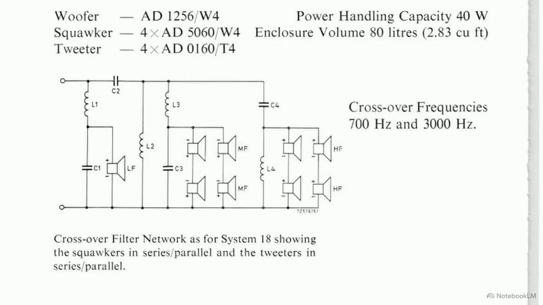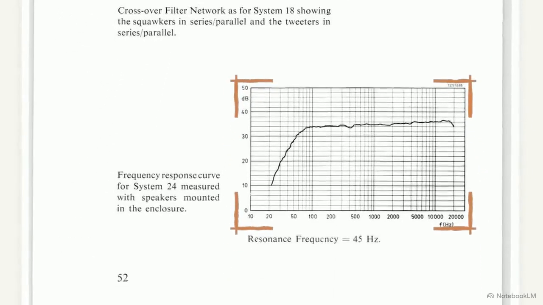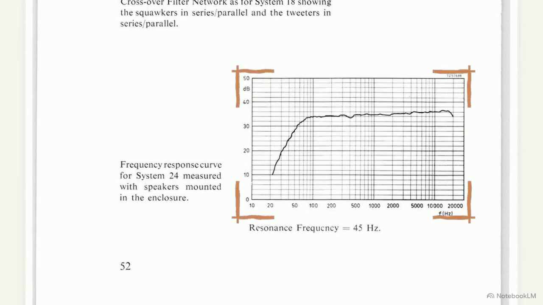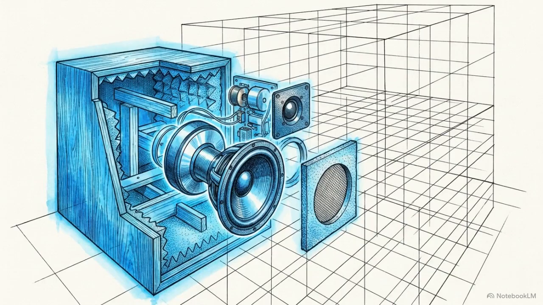In System 24, this electrical division is exact. The crossover splits the signal precisely at 700 Hz and again at 3000 Hz. This graph shows the result of that complex electromechanical integration. Measured from 50 Hz up to 20,000 Hz, the frequency response maintains a perfectly flat, distortion-free plateau. The driver, the enclosure, and the crossover are now a unified machine. Yet their flawless performance is subject to one final external physical boundary.